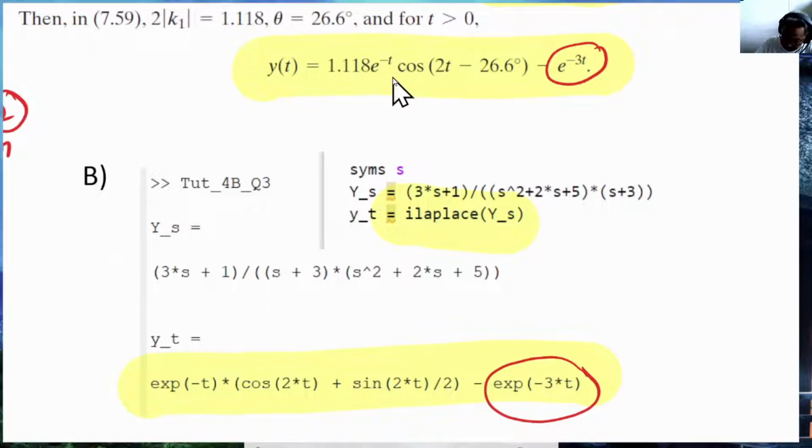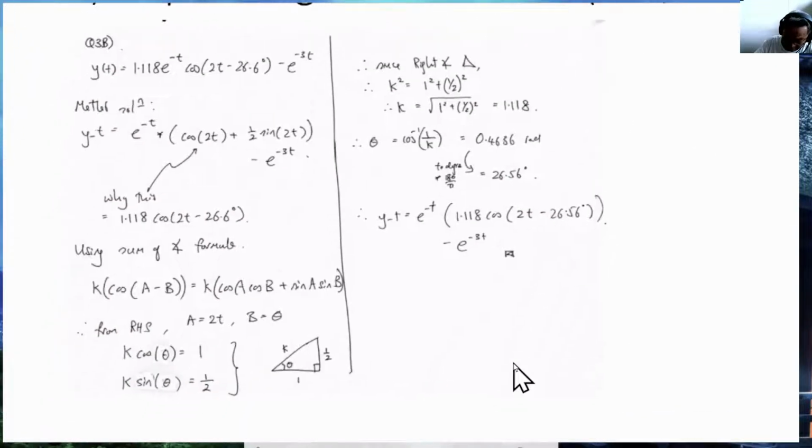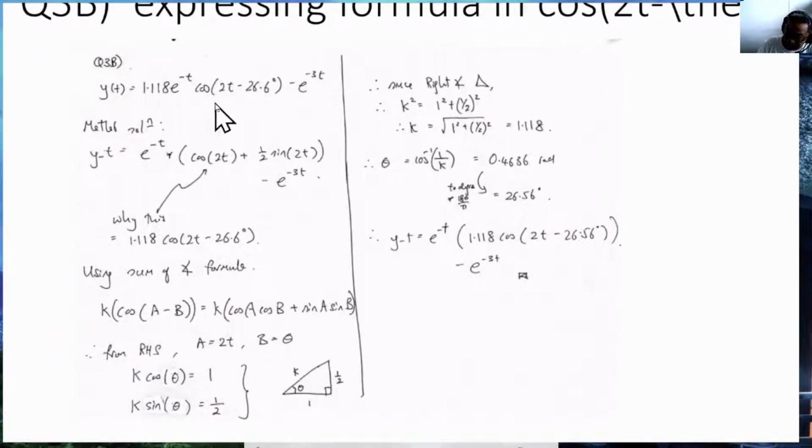Well, let's find the similarity first. e^(-t) we have here, and then the difference is that we have it as magnitude and phase shift, while here we have a sum of cosines and sines. So let us remind ourselves that actually we can express this expression over here, 1.118 e^(-t) cosine(2t minus 26.6), as a sum of sine and cosine. So let us see why.